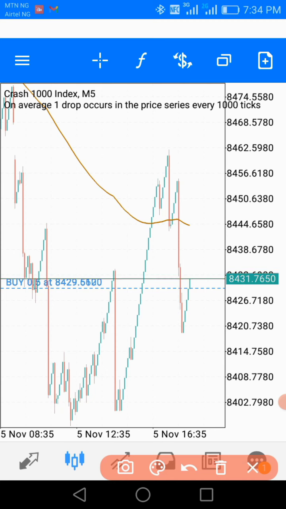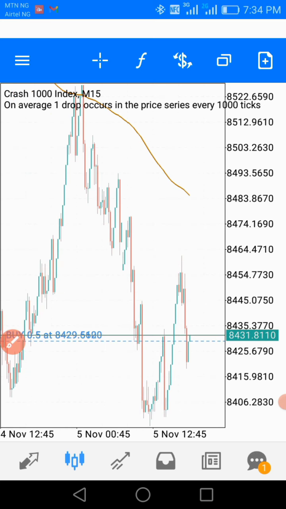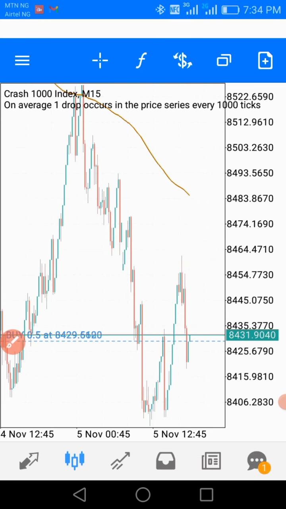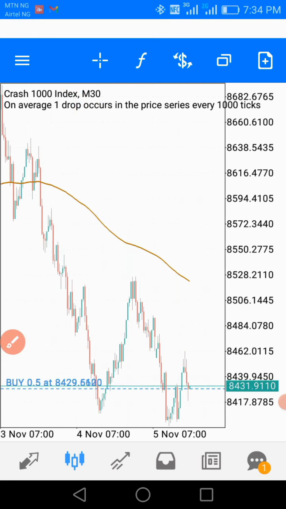Now that it has retested on M5 and spiked down, which may not put you in loss, does not also rule out the fact that it's going to retest it on M15. Okay, now that it spiked on M15 and maybe got to this point without putting me into loss, does not rule out the fact that it's also going to retest it on M30. So I can conveniently trade on any of these time frames.